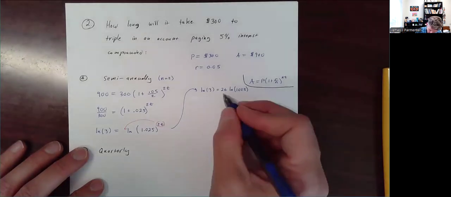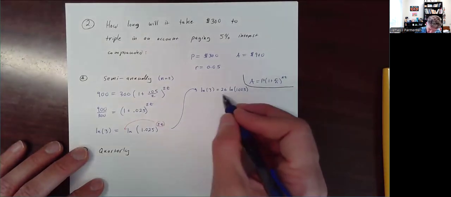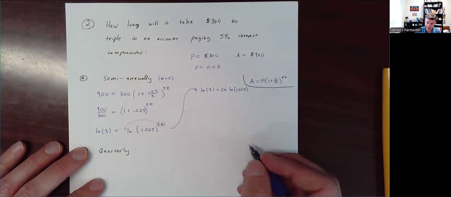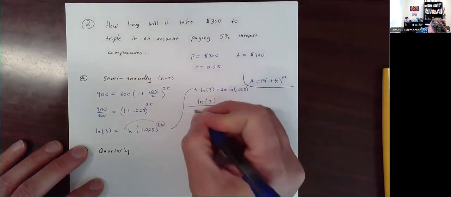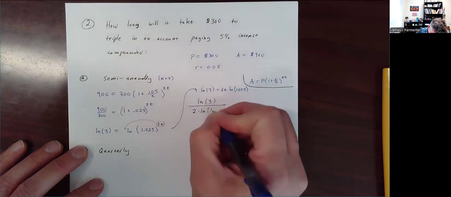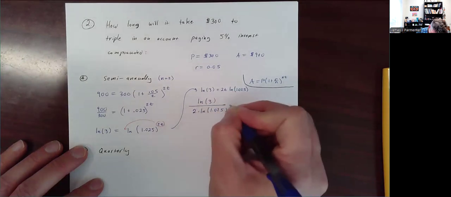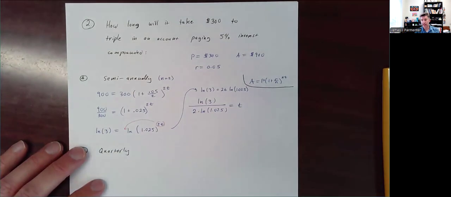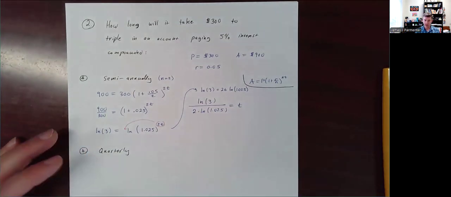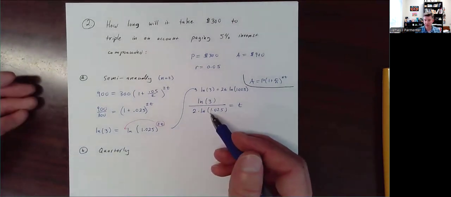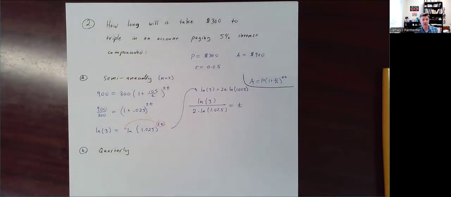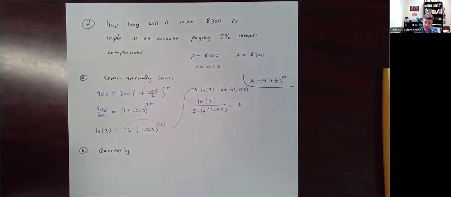And then we're going to isolate t by dividing both sides by 2 and by natural log of 1.025. So we're going to say that natural log of 3 divided by 2 times the natural log of 1.025 is equal to t. Again, not only should we use a decimal approximation because we're going to be asked to, but also because it's not a very meaningful answer if we leave it like this. I don't know, is that 1 year, 7 years, 1,000 years? I have no idea what that is until I actually use a calculator.